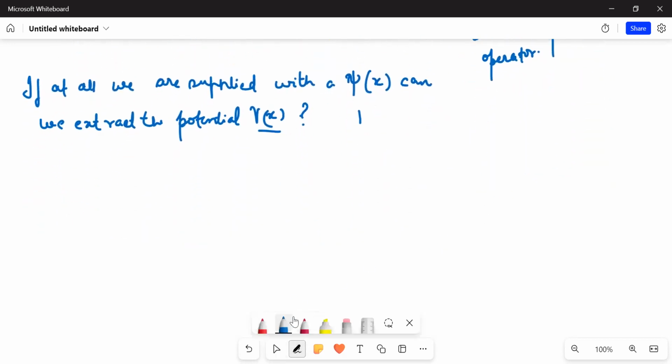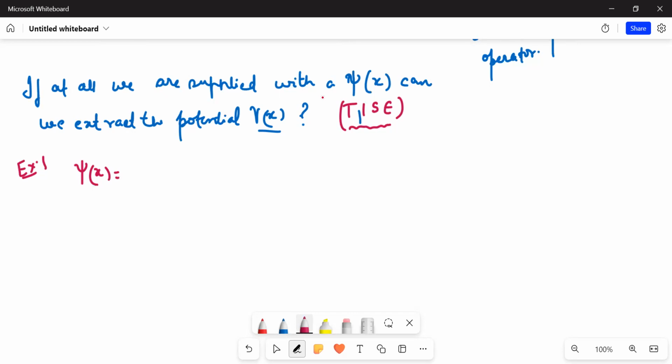So let us take a few instances or examples from where we can affirm this understanding. Let us say that the wave function is of the form psi of x. So just take one example. I'm taking some examples in order to make you understand that if psi as a function of x is supplied to us, then can we really extract V of x using the time-independent Schrodinger equation? Let us see how.